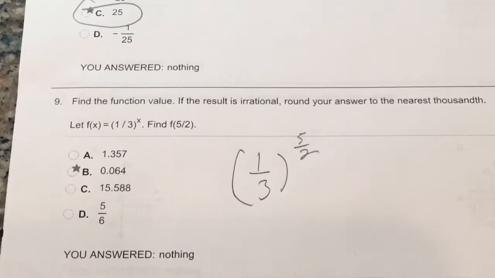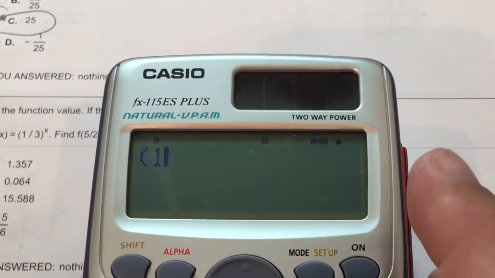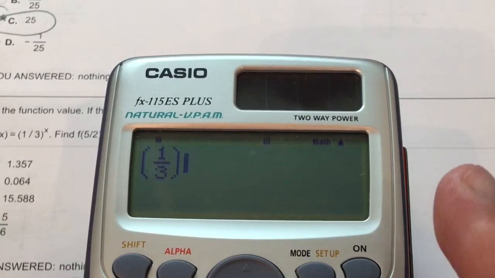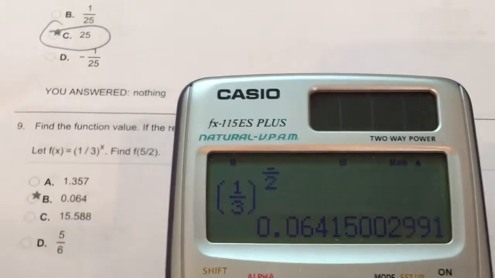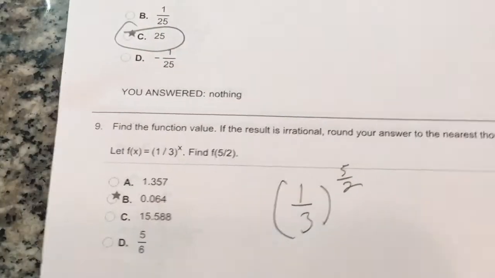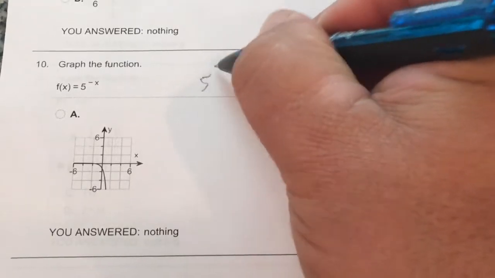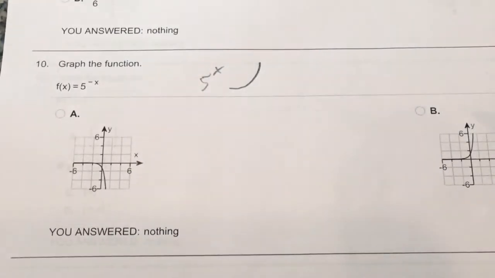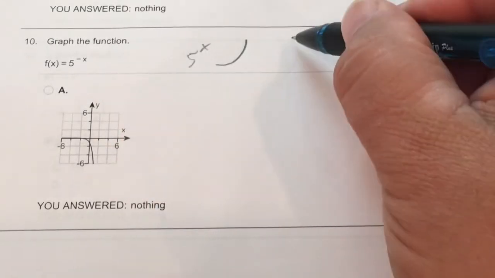Again, another calculator key in. Parentheses 1 divided by 3 to the 5 over 2. 0.064. Again, just a simple calculator key in. Graph the function. Well, 5 to the x would look like this. 5 to the negative x would be that.